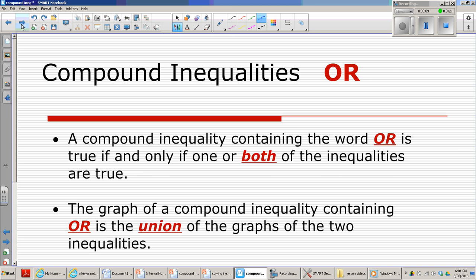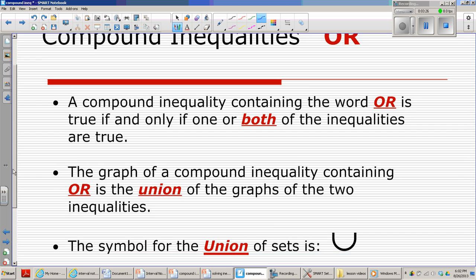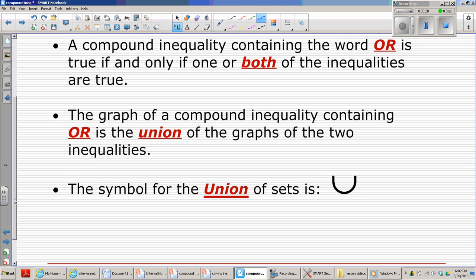Let's look at the or statement. A compound inequality containing the word or is true if and only if one or both of the inequalities are true. The graph of a compound inequality containing or is the union of the graphs of the two inequalities. The symbol for the union is the U.